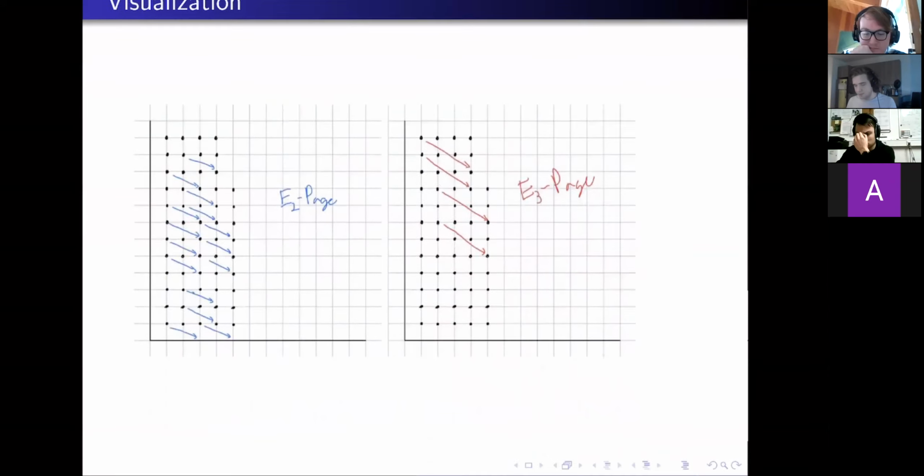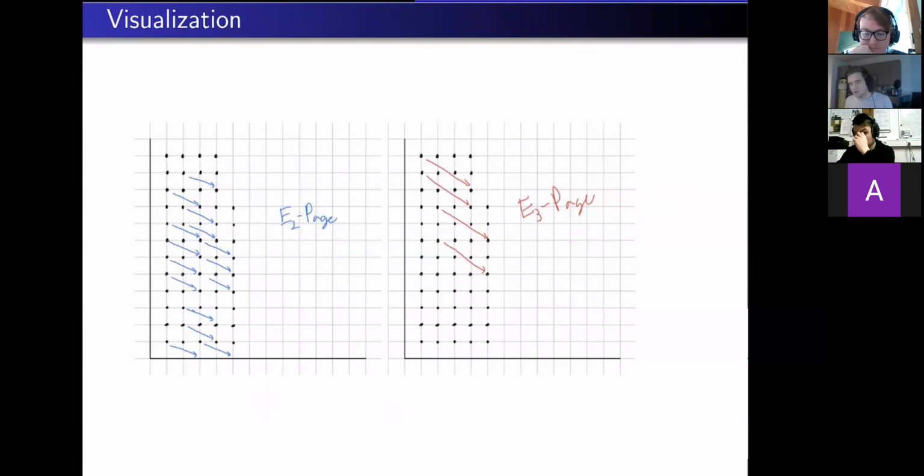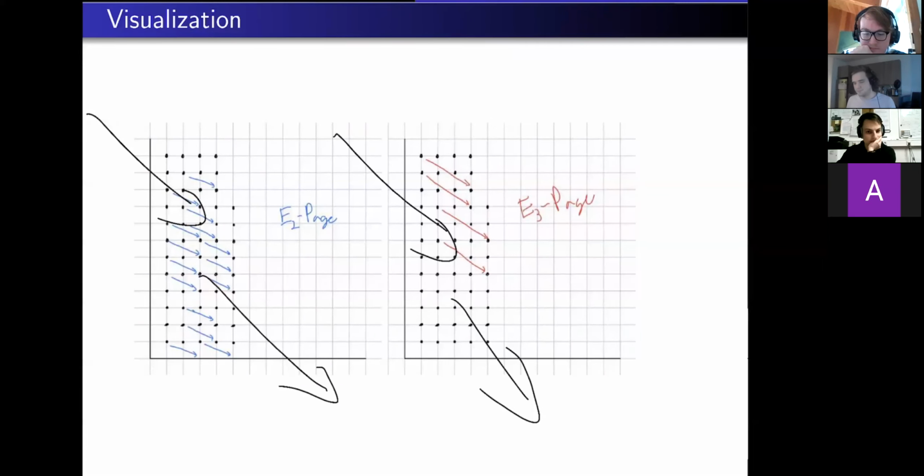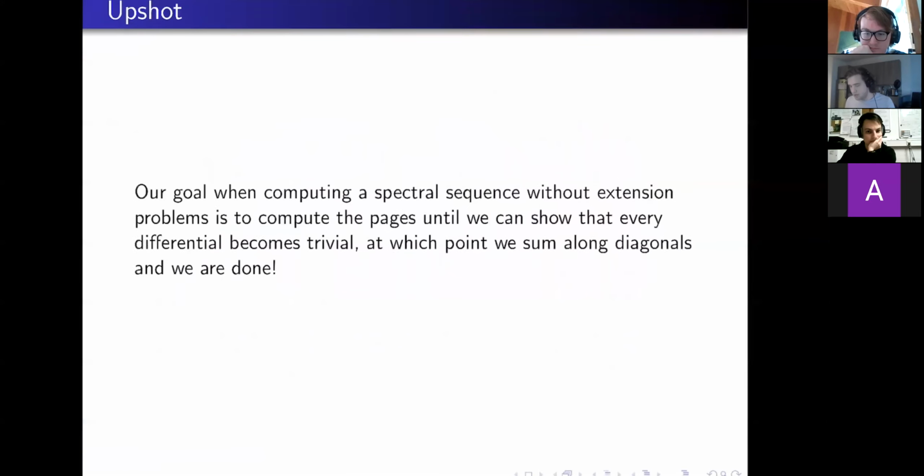Okay, visualization. Oh, this is where I was going to show you, yeah, the maps are going to start getting too big. Upshot. So what's our goal? We're going to have an E2 page. Hopefully this E2 page is something we can just compute right away. We're going to try to figure out what the differentials are and flip to the next page. And we're going to try to keep on doing that until eventually we run out of pages. Once we've done that, we're done. So the big goal is to get all the d_r to eventually be 0 and to figure out what all the lower ones are.